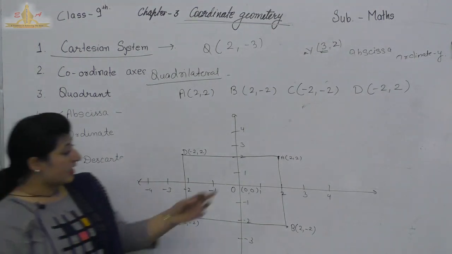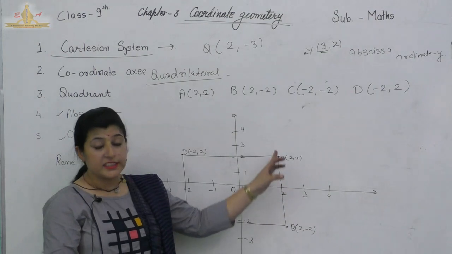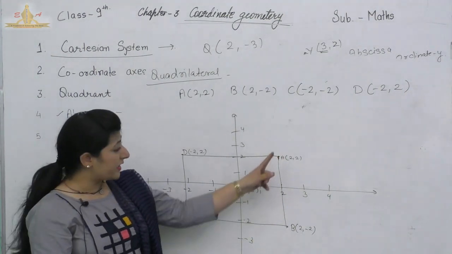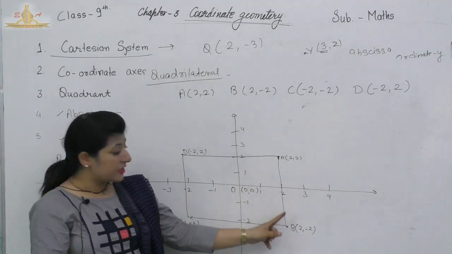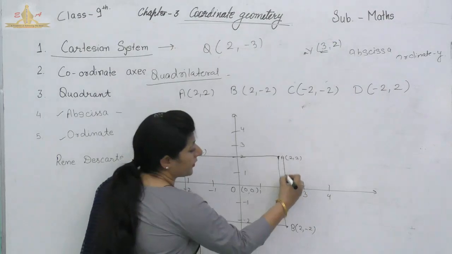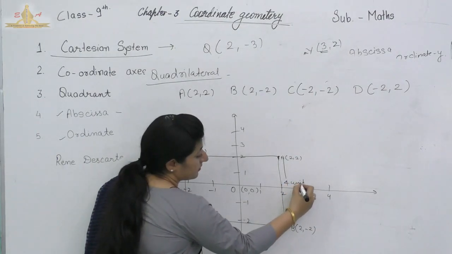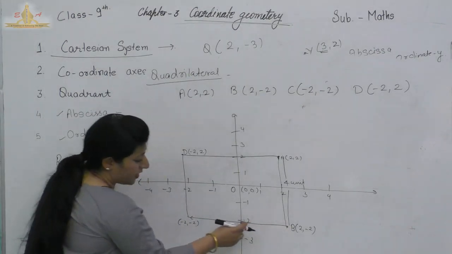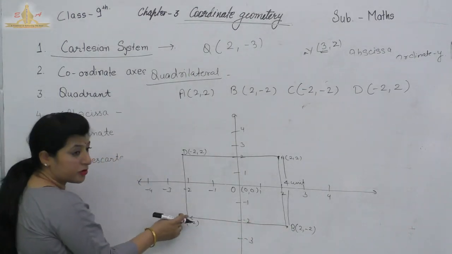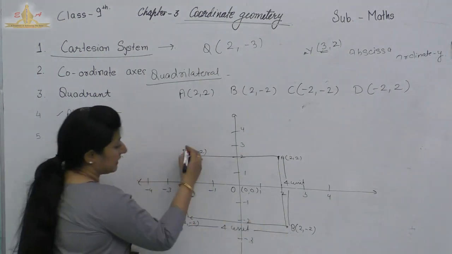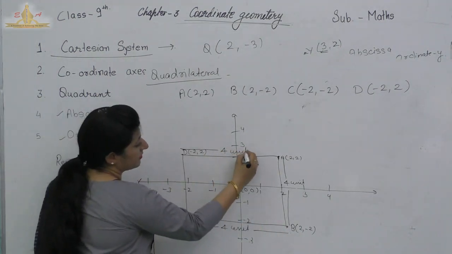Now see, what is the value of AB? It is a distance, so we don't take the negative sign. Just count it. This distance is 2 units, this also 2 units. Then total AB is equal to 4 units. This AC, here 2 distance, here also 2 unit distance, this is also 4 units. Then this is also 4 units.